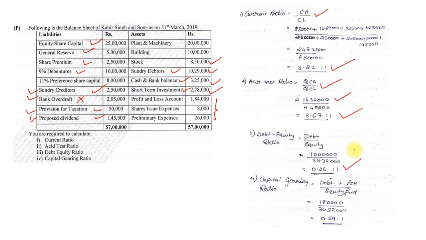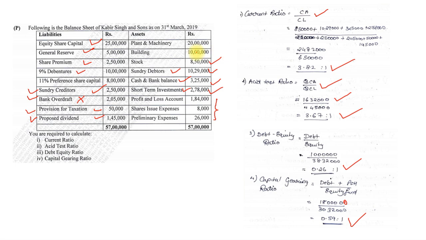Okay, the next ratio which they ask us is capital gearing ratio. The formula is debt plus preference share upon equity fund. The debt is again given. So debt is 10 lakhs and preference is 8 lakhs, so the total comes to 18 lakhs, upon again equity fund, only equity fund. That comes to 30 lakh 32,000. When you divide it, we get the final value as 0.59 is to 1.